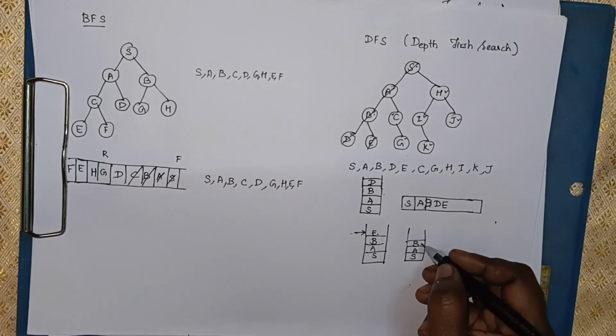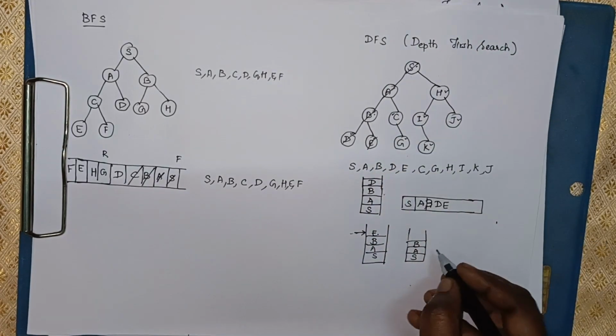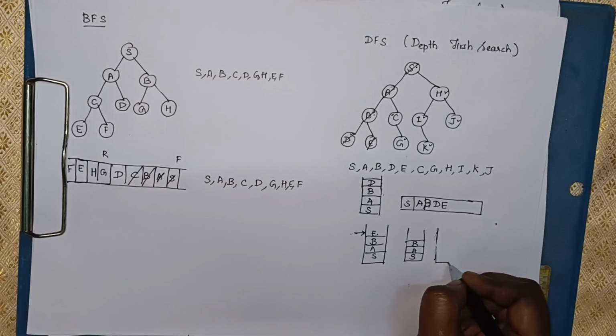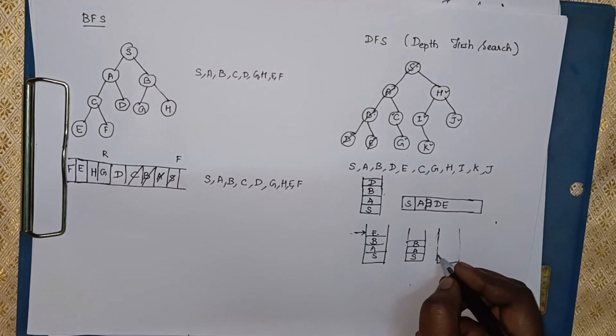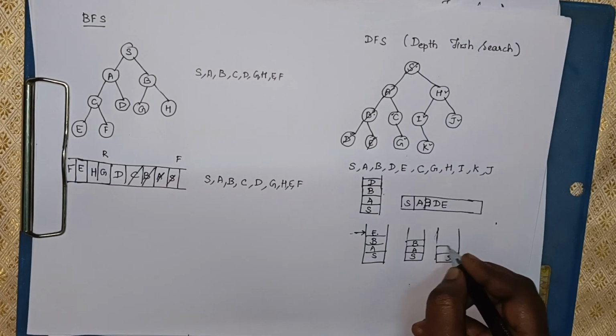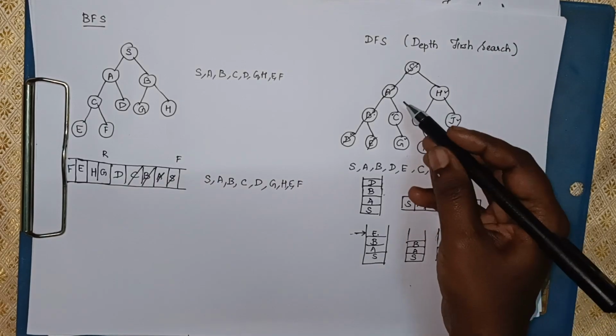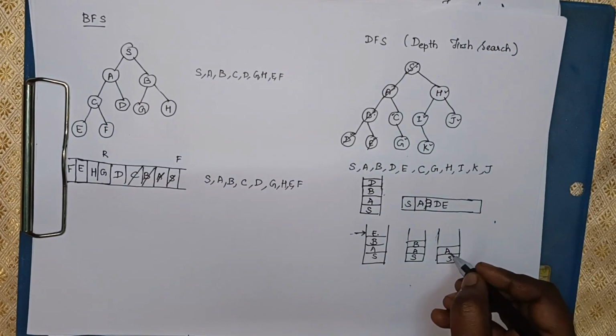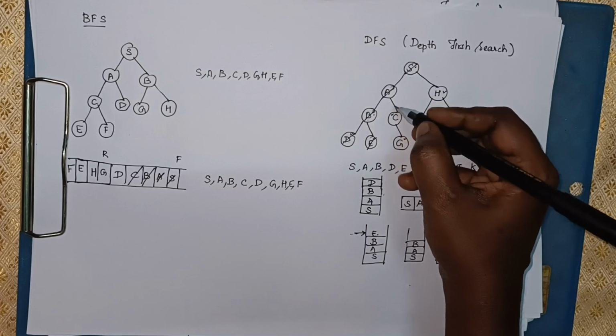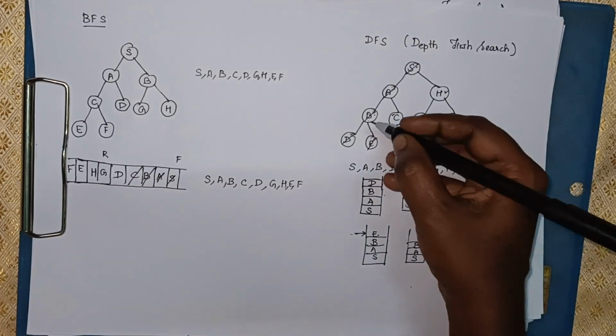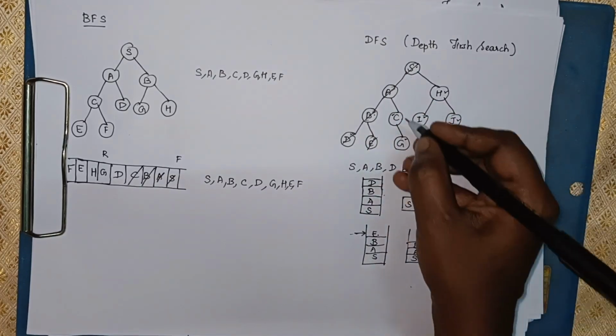We are going to see the adjacent node of B. B is not having any other adjacent node, so we are going to pop out this B from the stack. So the nodes are S and A. Next we are going to see the adjacent nodes of top of the stack A. So that is B and C. So B is already visited. Next we are going to visit this C.